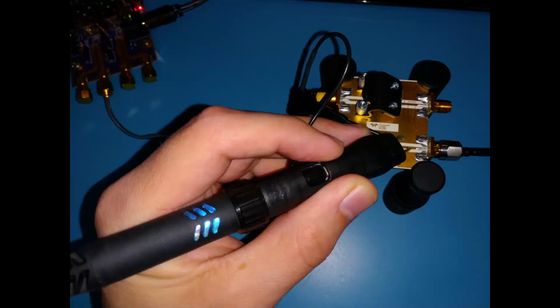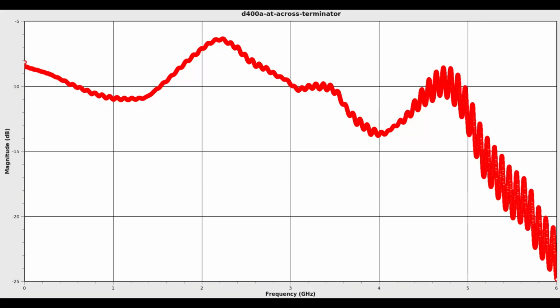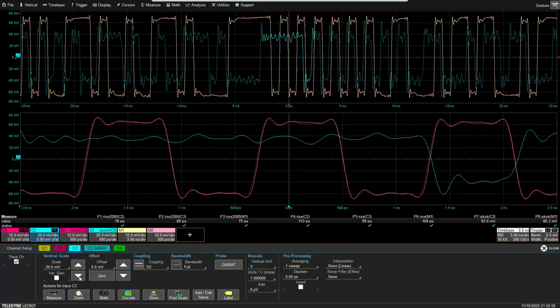Our last probe of the day is the Teledyne LeCroy D400A-AT. This is a 4 GHz active differential probe. So it's actually meant to be used across a differential pair, but in this case, we're using it in single-ended mode, connecting one input to ground and the other input to the signal. As you can see, the frequency response of the D400A is actually not all that flat. But this doesn't really matter, because these probes are calibrated at the factory with the response curve, and the scope software will actually de-embed the response of the amplifier from the measured signal. So we get a fairly flat response.